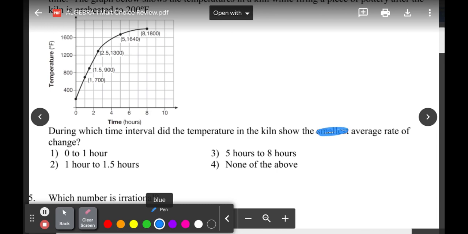Now let me change this question quick, for fun. You don't have to change or rewrite it. Just follow along. Let's pretend you had to find the biggest one. So I'm going to just zoom in a little bit.